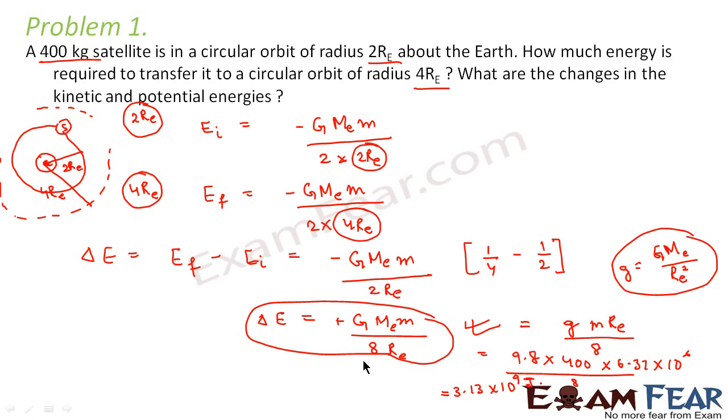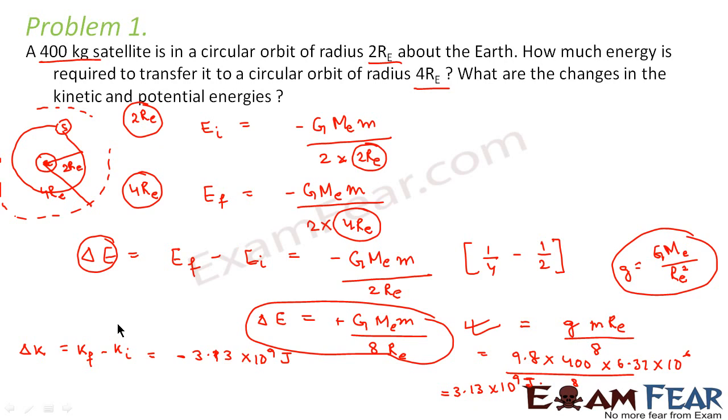So this would be the energy that is required to transfer it to a circular orbit of double the initial radius. Now what would be the change in kinetic energy? The change in kinetic energy would be equal to K final minus K initial, which would be nothing but negative of 3.13 into 10 to the power 9 joules, because the change in total energy would be nothing but the change in kinetic energy, because the kinetic energy will get reduced.